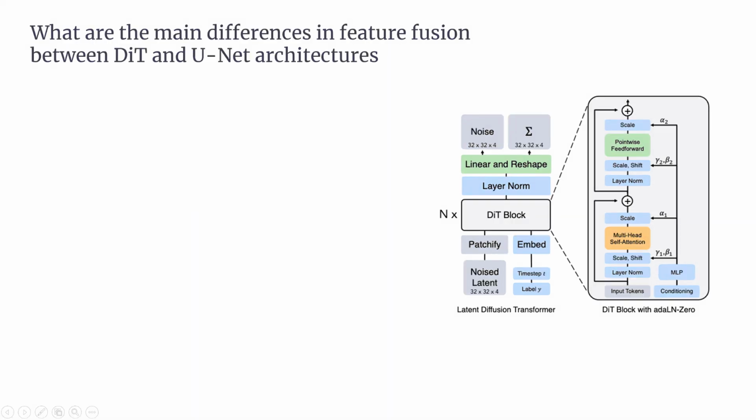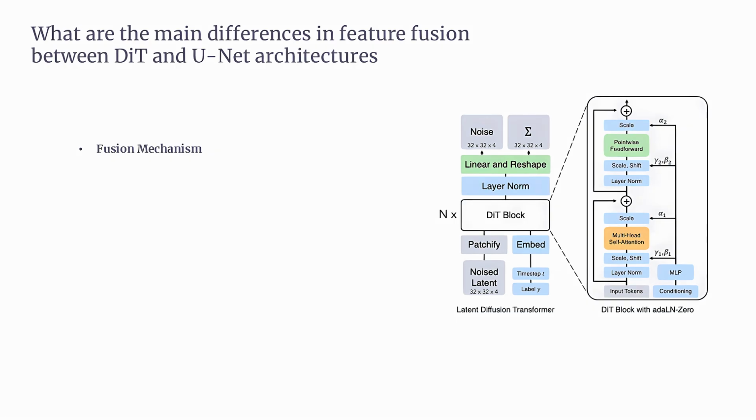Now let's explore how diffusion transformers, DiT, and U-Net architectures differ in their approaches to feature fusion in diffusion models. The first, fusion mechanism, for DiT. 1. Adaptive Layer Normalization, AdaLN. DiT uses AdaLN to combine conditional information with features dynamically at every transformer block. 2. Cross-attention. This mechanism enables interaction between the diffusion model and an image encoder, mixing embedding sequences efficiently.